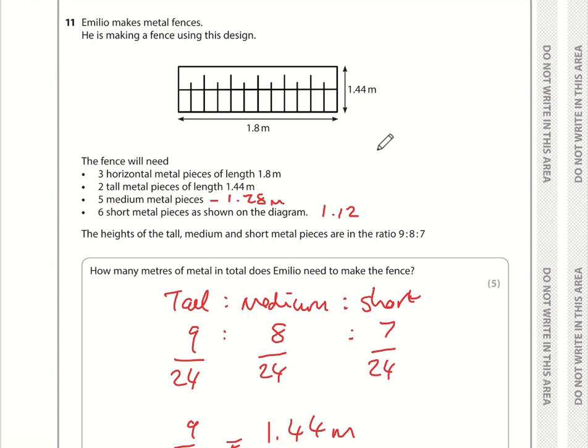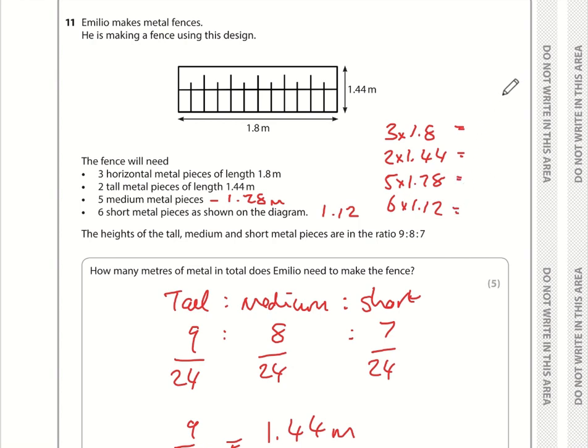So for the horizontal we've got 3 lots of 1.8. For the tall, we've got 2 times 1.44. For the medium, we've got 5 times 1.28. And for the short, we've got 6 times 1.12. So let's work out these totals here.